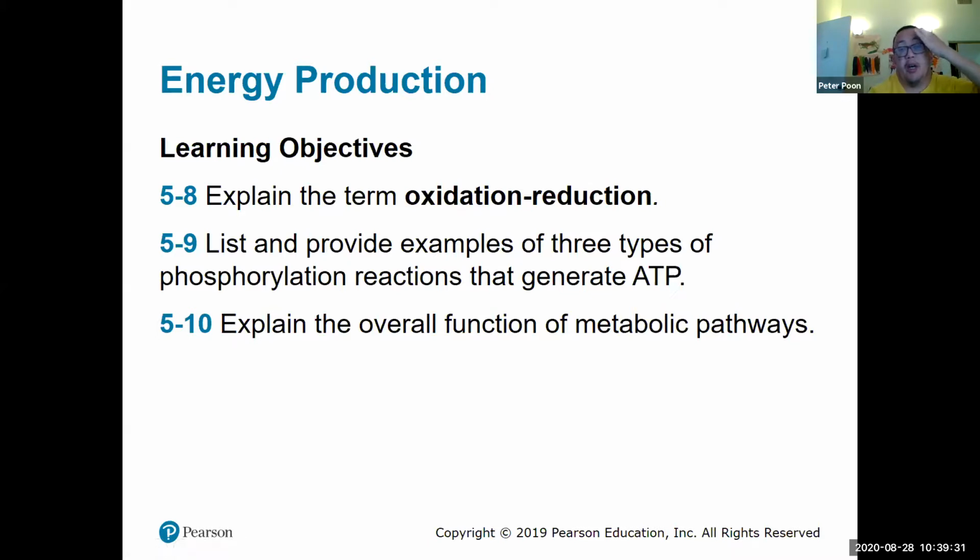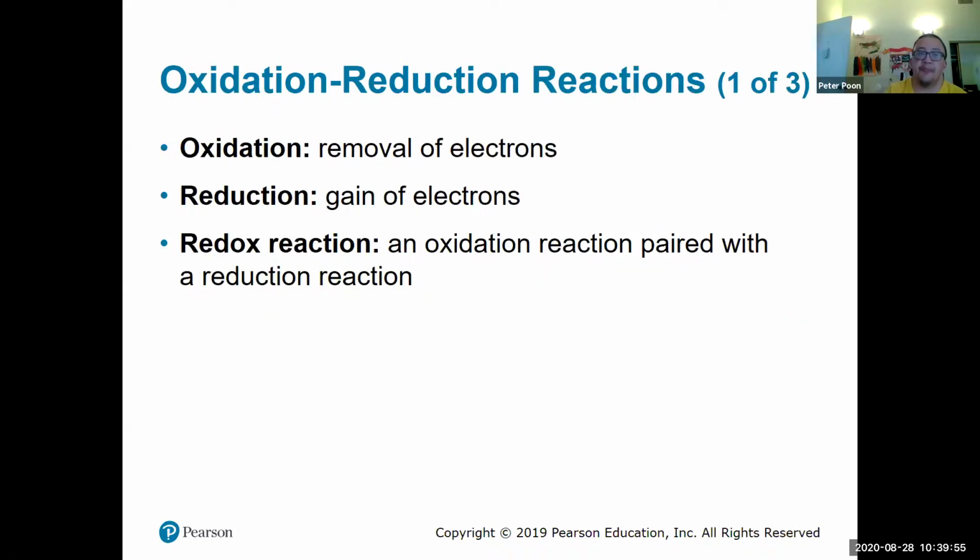Okay. So explain the term oxidation reduction. So I'm sure you guys have heard this term before, but I'm gonna try to explain it in a clearer way or in a more biological way that's easier for you guys to understand. For you guys that don't like AP chemistry and stuff, you can delete that from your brains. Oxidation reduction in biology has much more specific terminology to it.